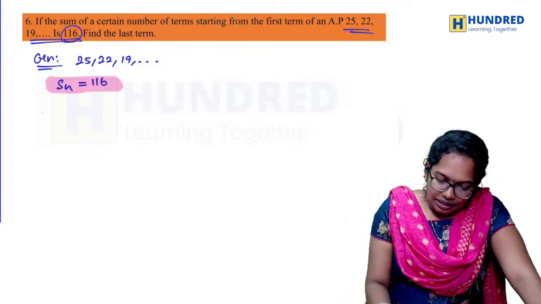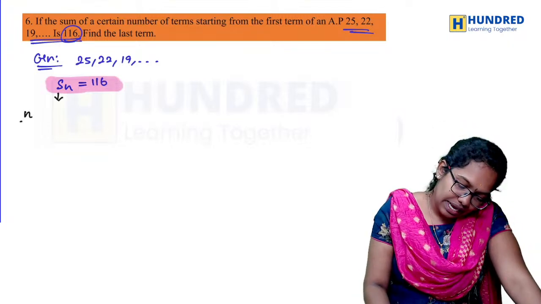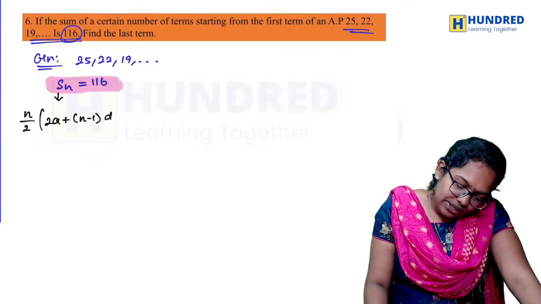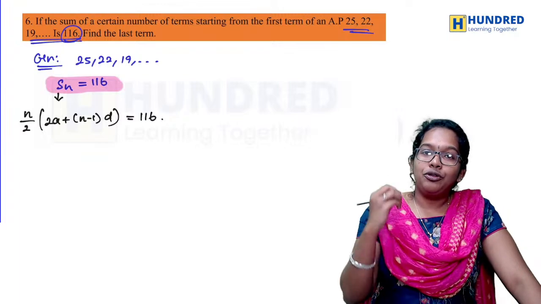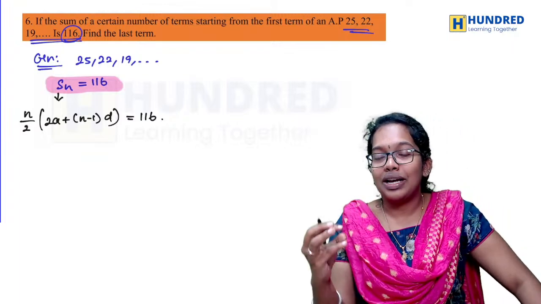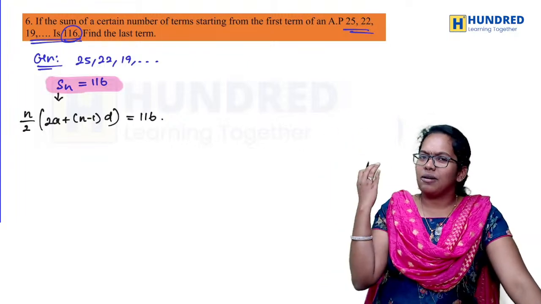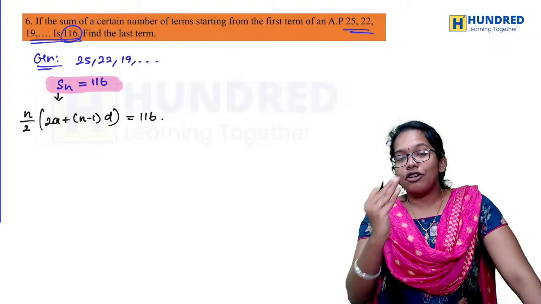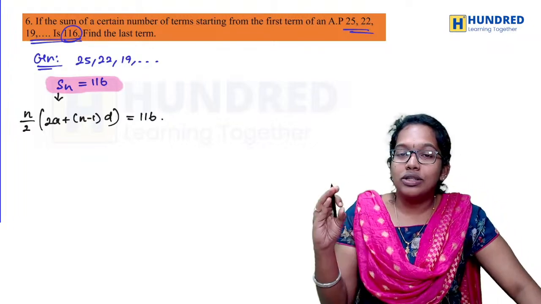So from here you can just simply substitute the value of Sn over here, which is n by 2 into 2a plus n minus 1 into d, which is equal to 116. So what we have to find first is the n value, because the nth value will be the last term, right? In the question, instead of saying to find the nth term, they have used the term the last term.